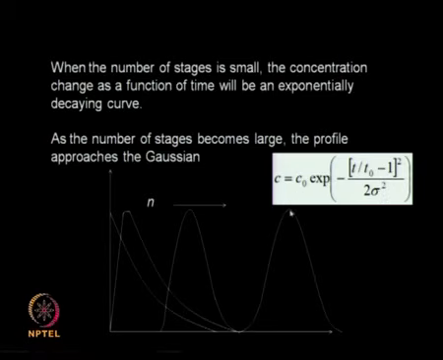Now here C naught will be the maximum concentration reached when the solute leaves the chromatographic column, t naught is your retention time, that is this time, and sigma is the standard deviation of this Gaussian distribution or normal distribution. So this is how a normal distribution equation will look like.